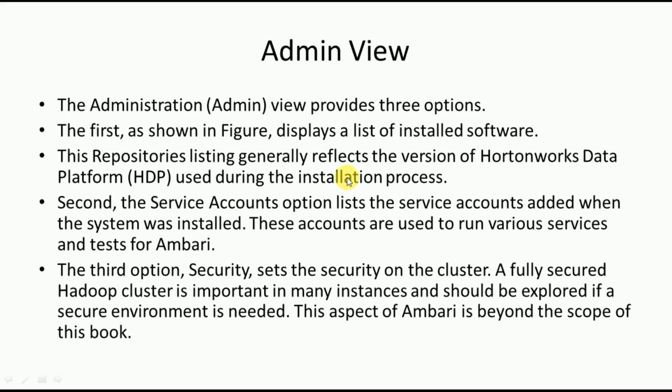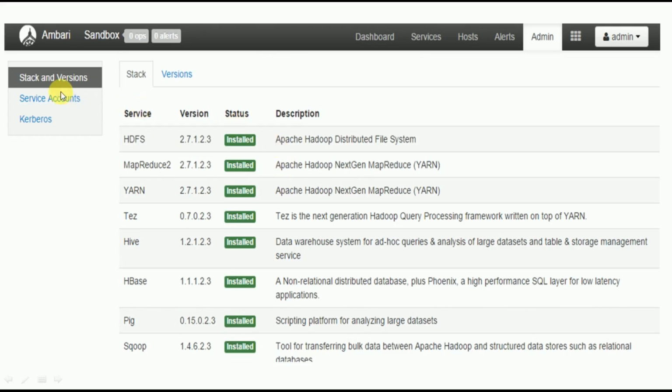The next view is something called the admin view. Admin view is also called the administrator view. The view provides three options. The first option, which I just showed you, is the stack and versions. The second one is the service accounts. If you click on this one, you will get the different service accounts. And the third one is related to security information.